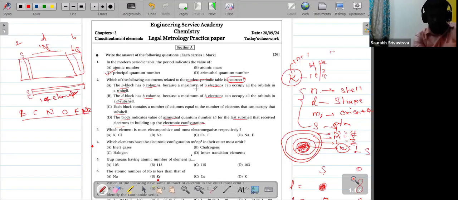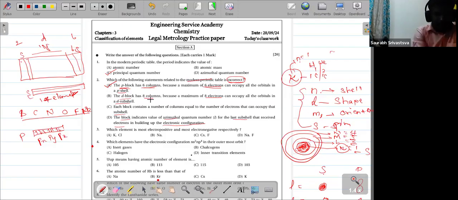So first, they already said the incorrect option. The P block has 6 columns, because 6 electrons will occupy the P subshell. Yes, the P subshell has 3 boxes: one is Px, another is Py, and the next is Pz. So overall 3 boxes can accommodate 6 electrons. Each box will accommodate 2 electrons, overall 6 electrons. So this statement is correct. It is not a wrong statement.